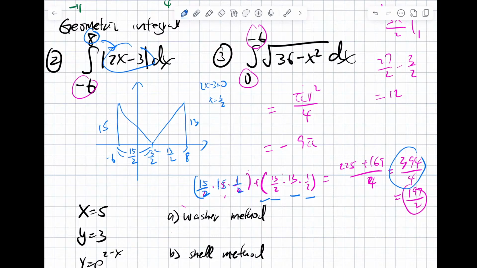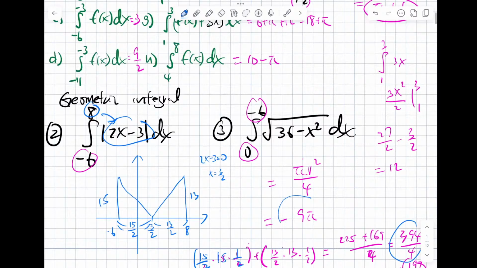Questions? Yes. On the test, can we simplify that? You don't need to simplify this. Yeah, you don't need to simplify. 394 over 4 is the same thing as 197 over 2. Questions?